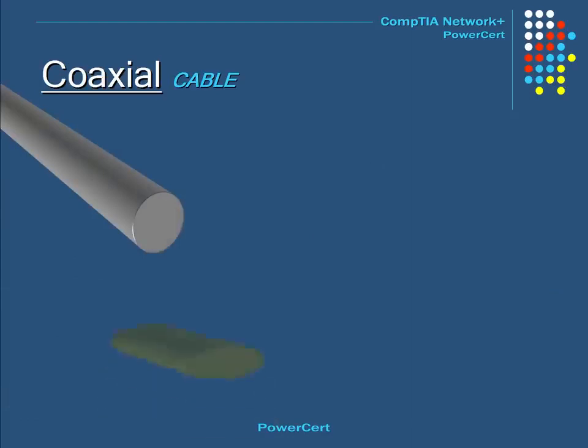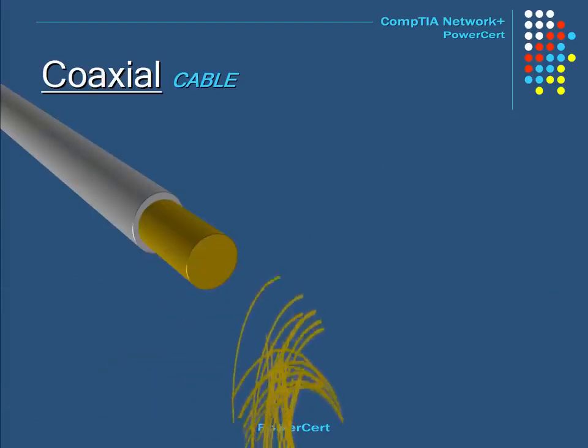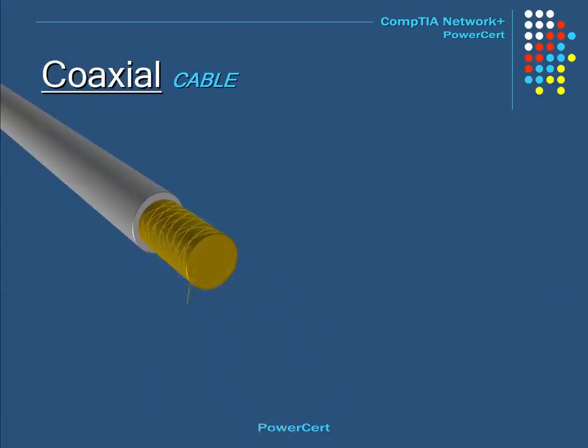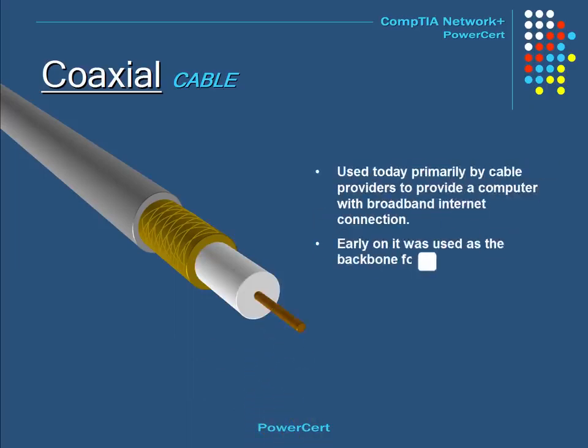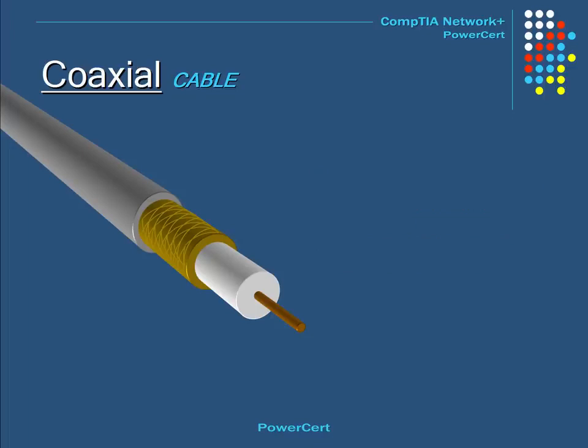This is a coaxial cable. This is used today primarily by cable providers to provide a computer with broadband internet connection. Early on, it was used as a backbone for networks, such as a bus network. Now, there are 2 common types of coaxial cable.